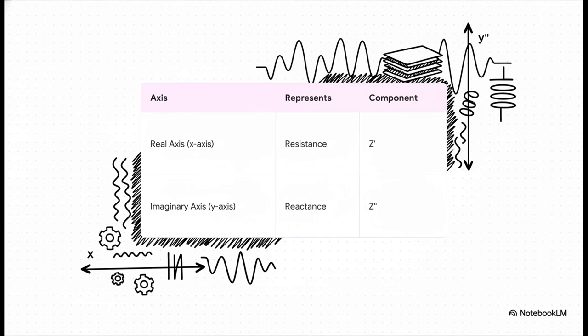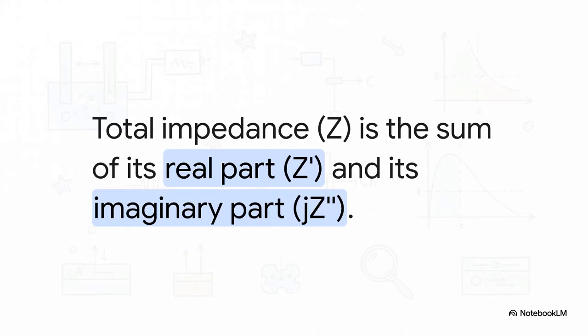And this is where complex numbers are just perfect for the job. We can map the resistive part, which we call Z prime, on the real, or x-axis, and we map the reactive part, Z double prime, on the imaginary, or y-axis. And it all boils down to this really elegant little equation. The total impedance, Z, is just its real part, Z prime, plus its imaginary part, Z double prime. That's it. That's the mathematical heart of this whole thing.